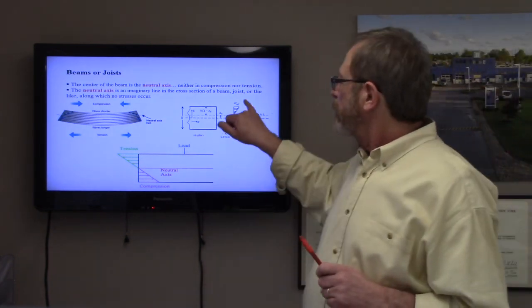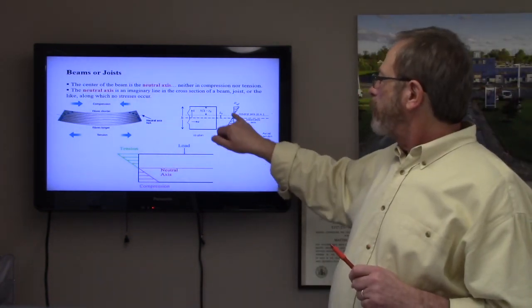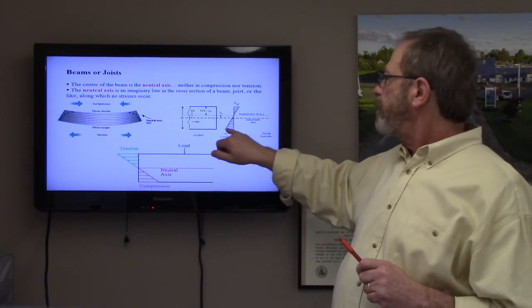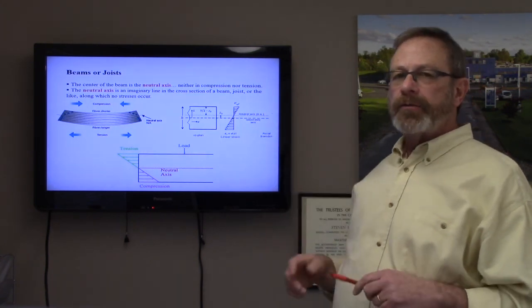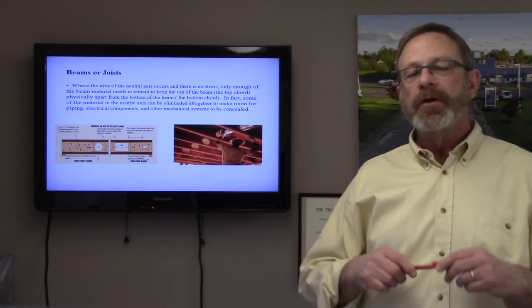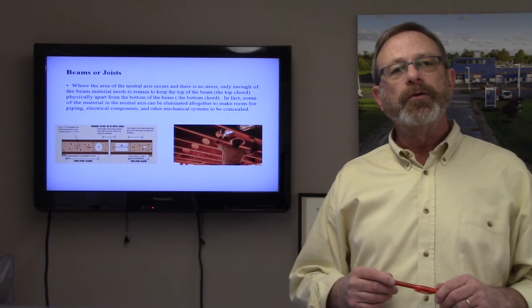So again, mathematically, you can see that there's a load at the top of the beam, a load at the bottom of the beam, and in the center, those stresses equal out. So what is the implication for that? Well, the implication is we can cut away some of the material towards the neutral axis.